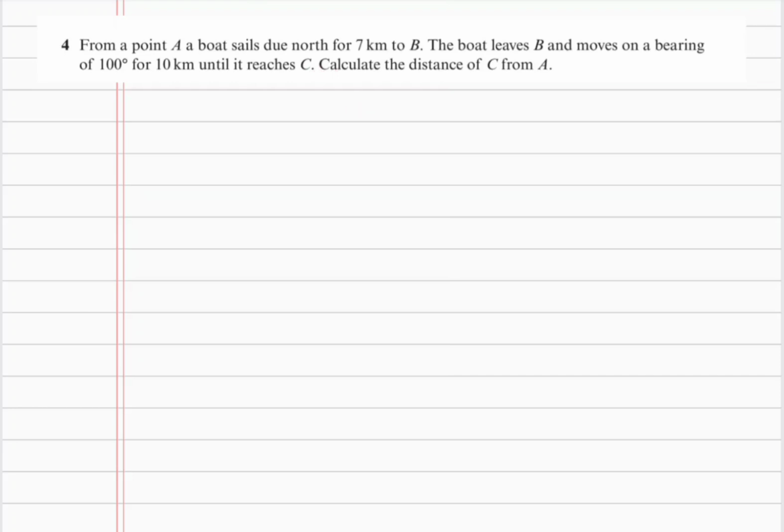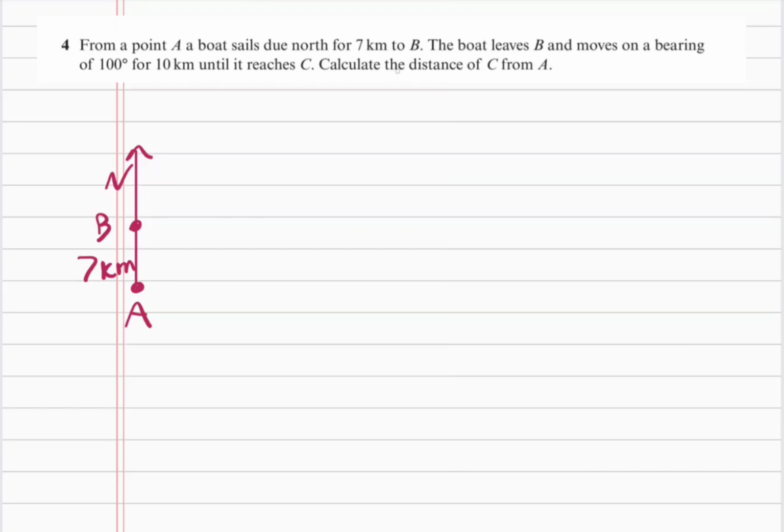Right, so in this question, we first need to draw a diagram, so we want to visualize what's going on. The first thing is that we have a point A, and the boat sails due north for 7 kilometers to B. So basically you go directly above, in a straight line. Let's say that here is point B, and this is the north line, just to show the direction. So AB is 7 kilometers, and again, this is the north line here.